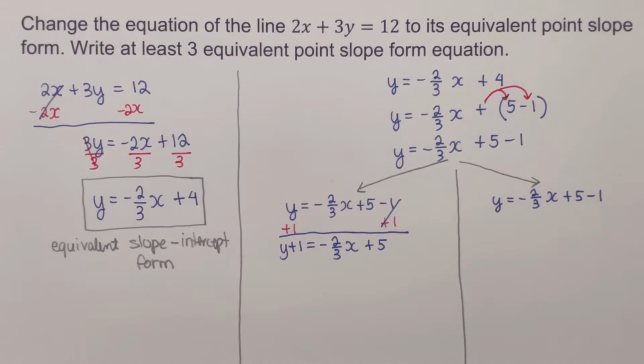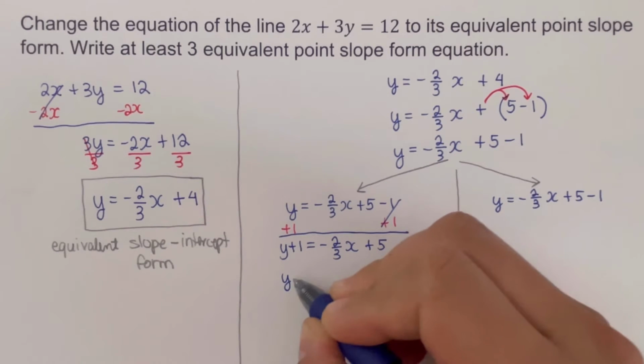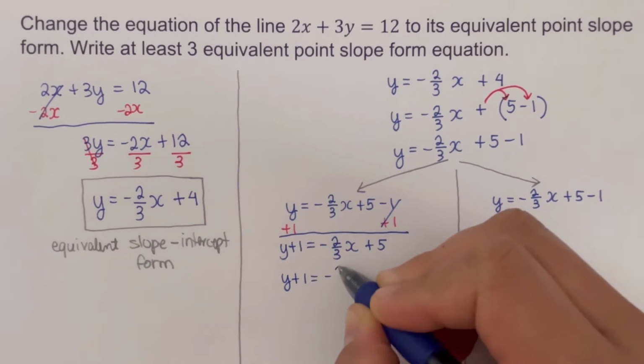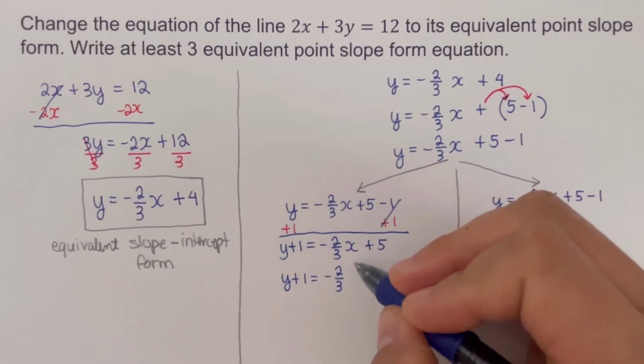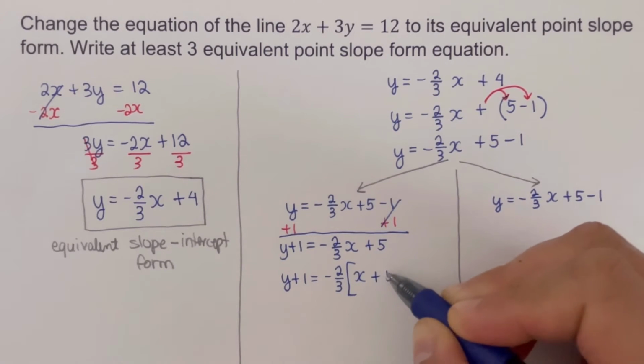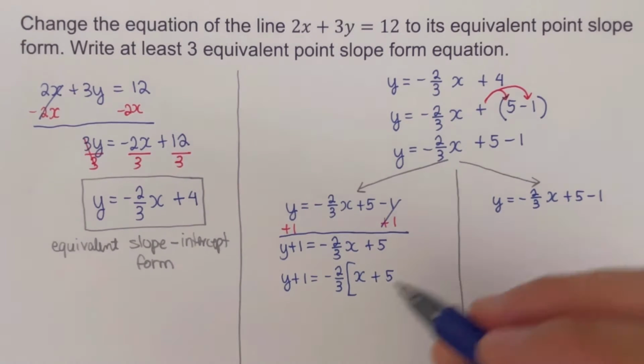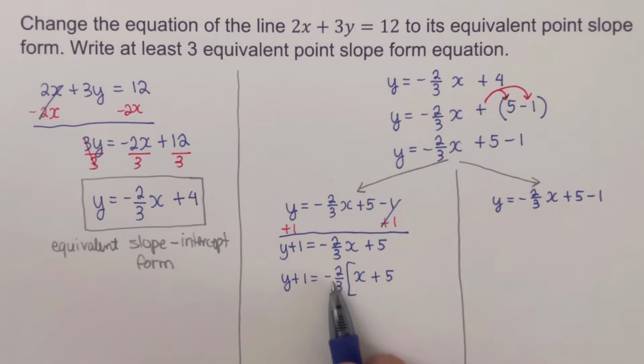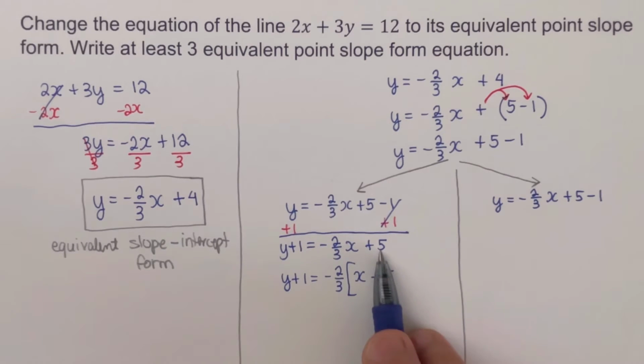Again, we wanted this in slope-intercept form, so we are going to isolate the m here, which is negative 2 over 3. So this would come out y plus 1 equals negative 2 over 3. Then we isolate that. We factor it out, so that would be x plus 5. Now, here's a trick. Because if we distribute this, it is not going to come out 5. We can't take that 5 back.